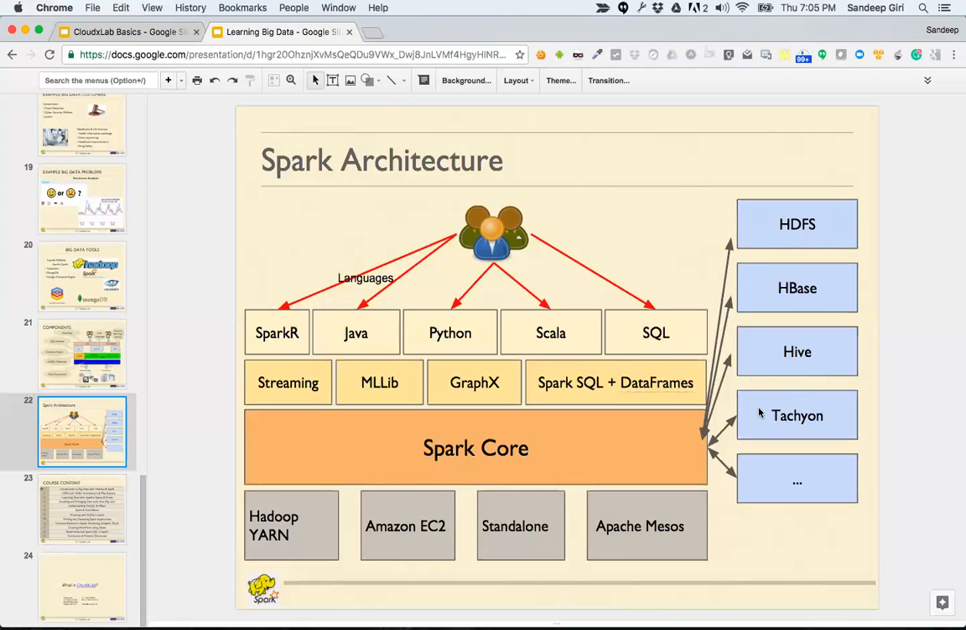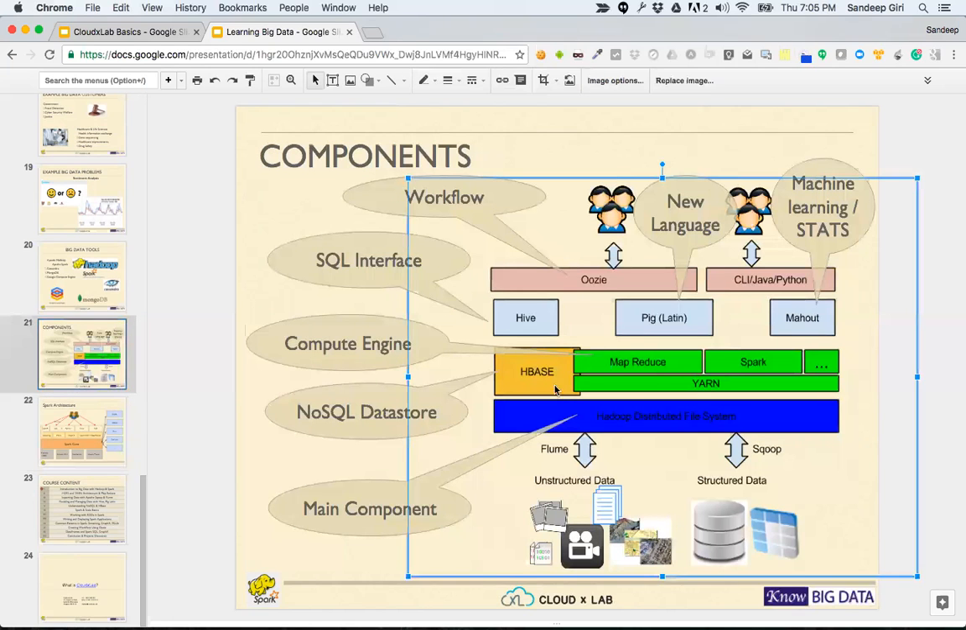But HDFS, HBase, and Yarn are going to stay, and people are going to use those. There's no better solution than these 3 components as of now.